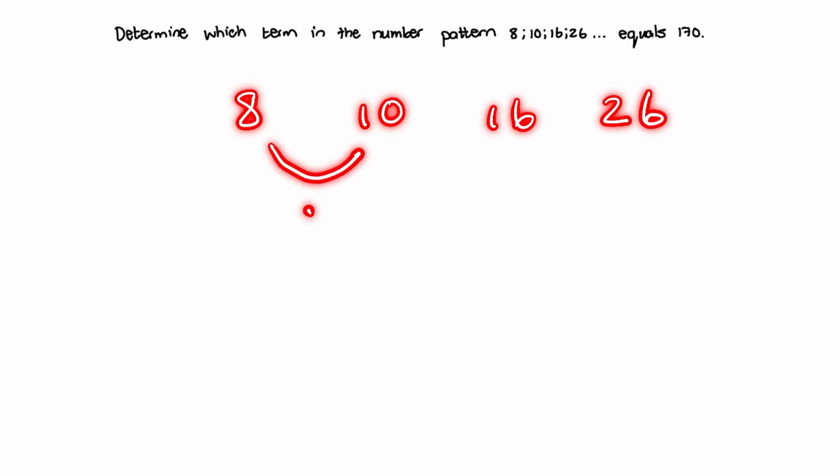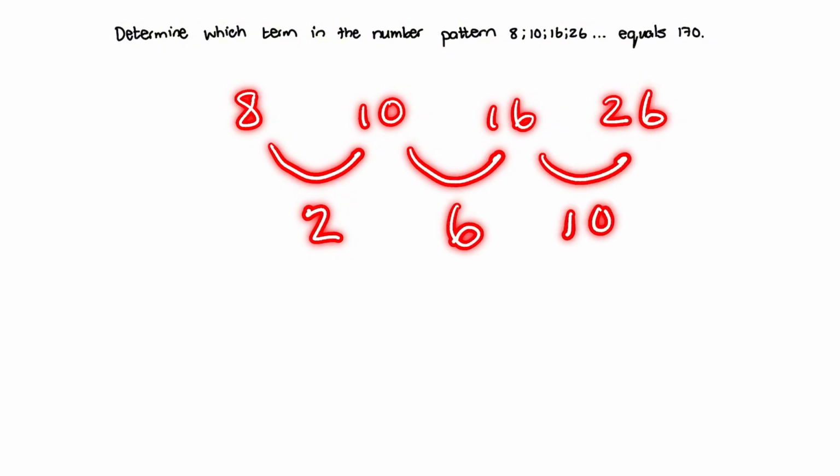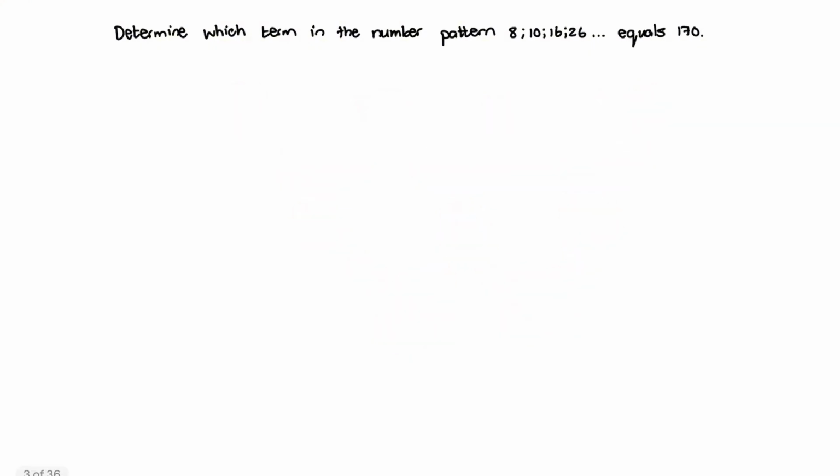And what I notice is that I add 2 from 8 to 10, and then 6 from 10 to 16, and then 10 between 16 and 26. So each time I'm adding 4 more than the previous time. Now to answer this question, I can continue that pattern up until I get to 170. But let's do it algebraically.